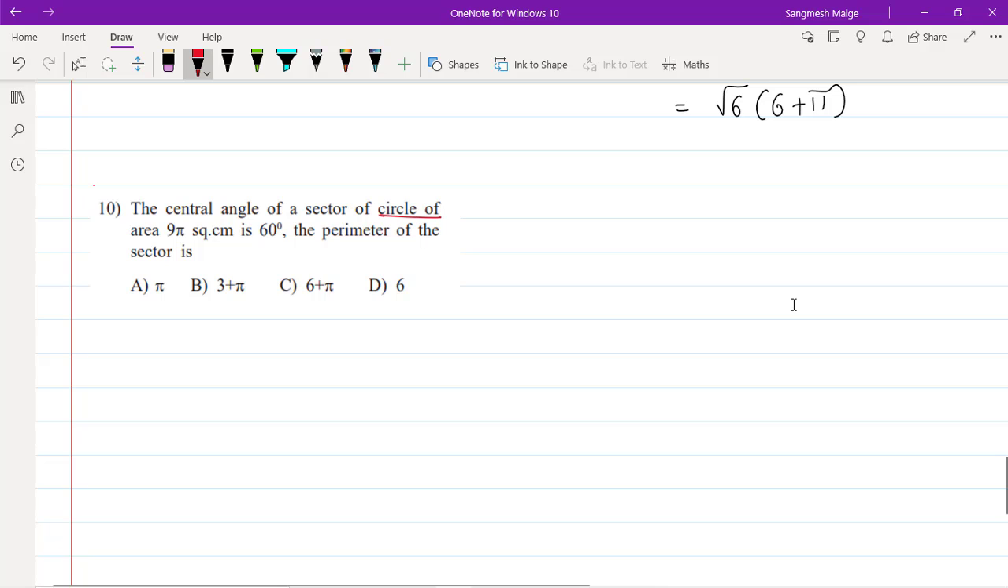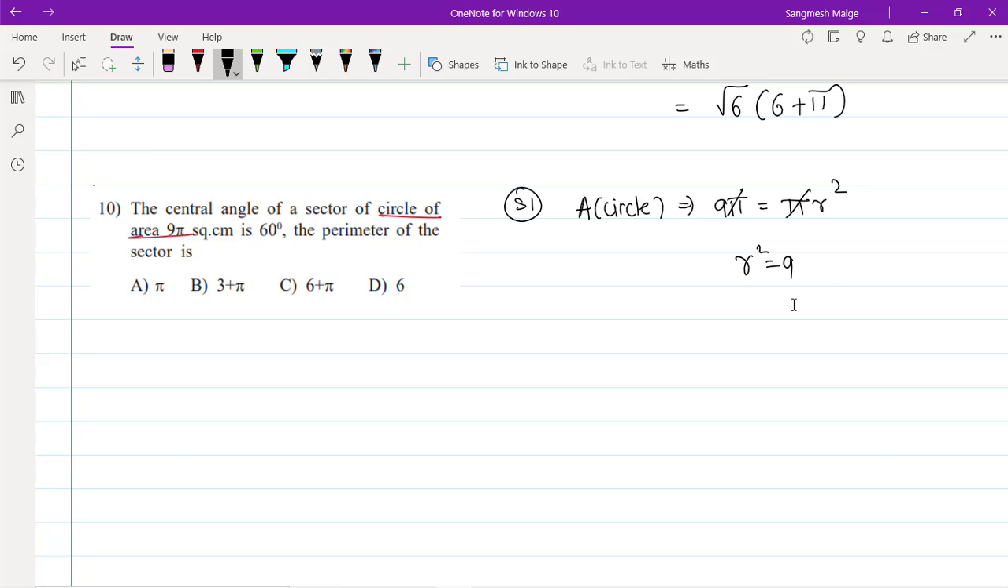So this is nothing but the circle area which is 9 pi. So step number 1 is the area of circle, which is nothing but 9 pi. Area of circle is pi r square. So pi gets cancelled, so r square is equals to 9, implies r is equals to 3. Is it okay? Let's take this sector angle is equals to 60 degree. So theta is nothing but 60 degree. So convert into radian.